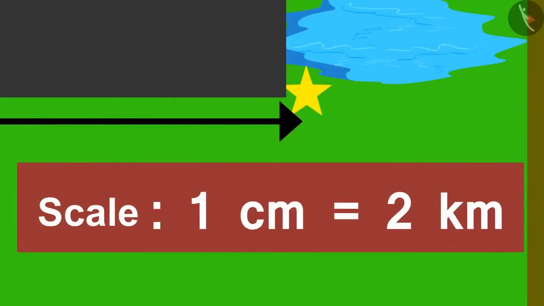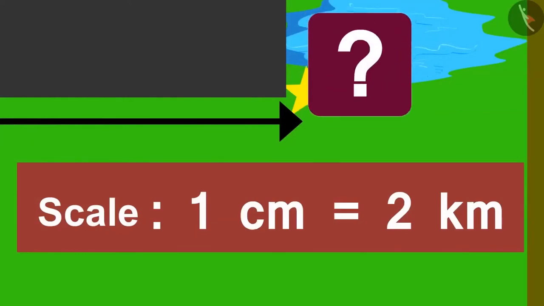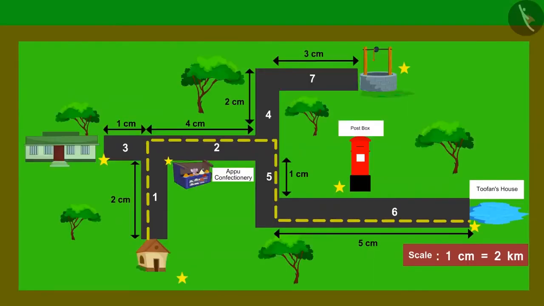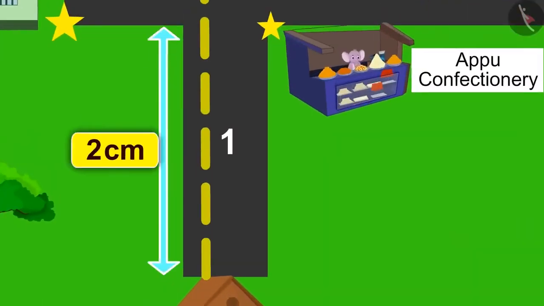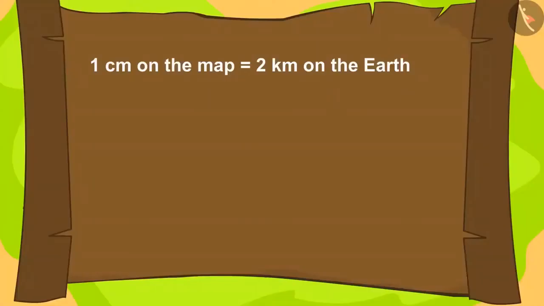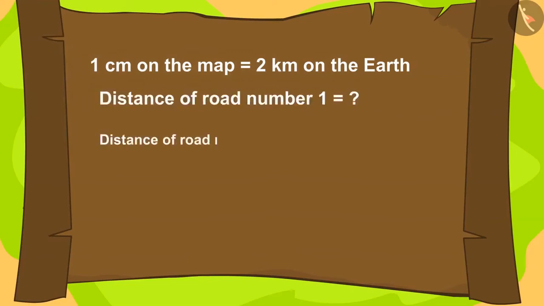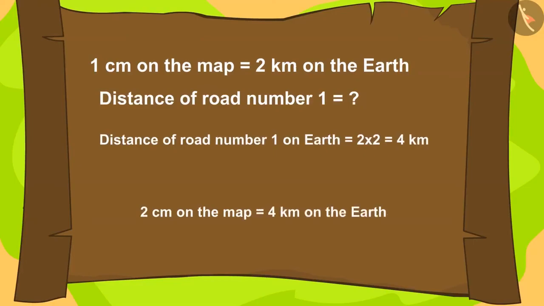Do you know how we can use this scale? The distance of road number 1 on the map given by uncle is 2 centimeter. How many kilometer on earth is 1 centimeter according to the scale written on the map? 2 kilometer. What is the distance of road number 1 in this way? 2 times 2 equals 4 kilometer.